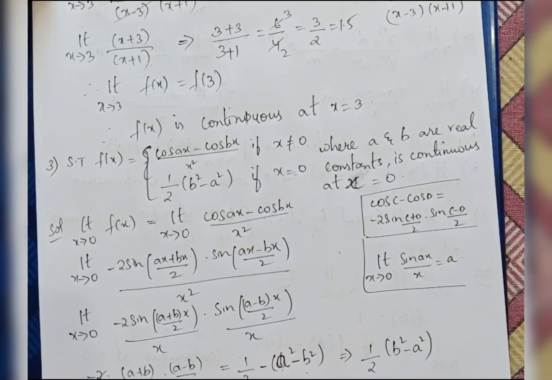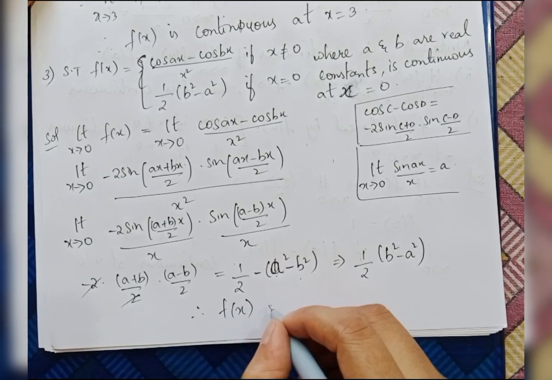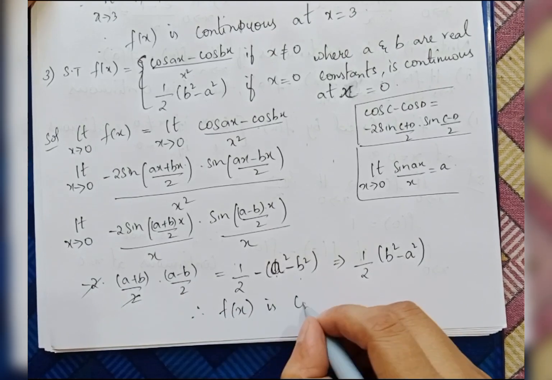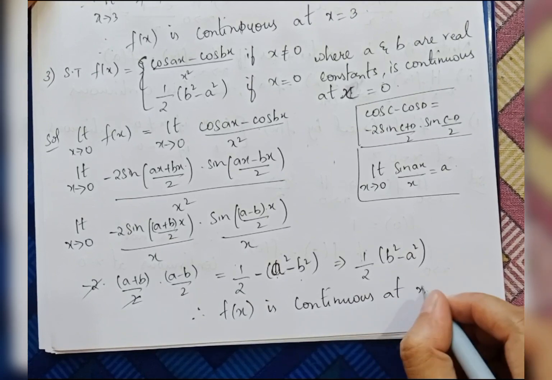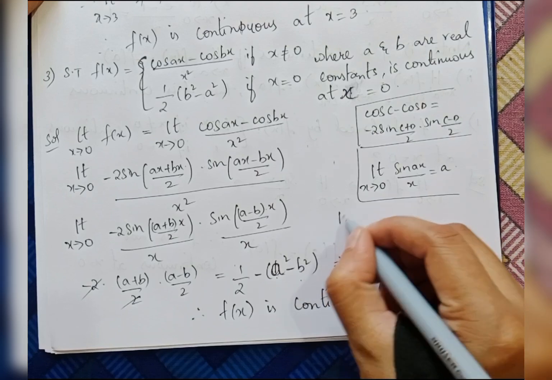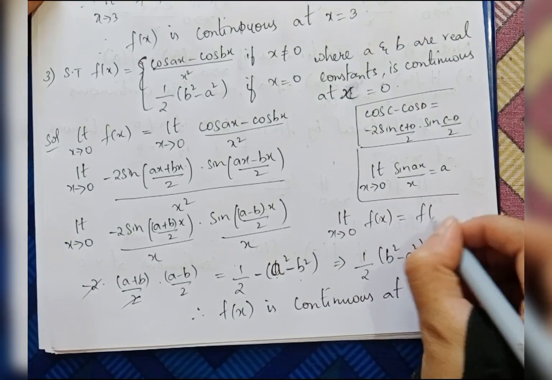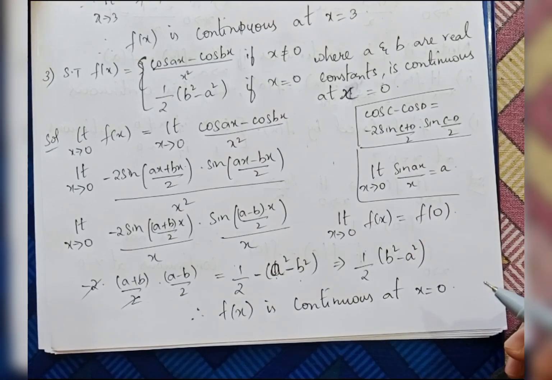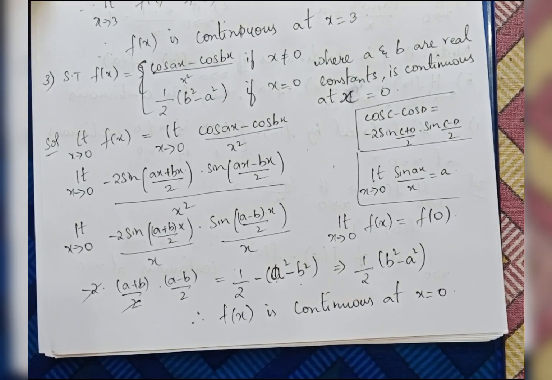So we can say the given function f of x is continuous at x equal to 0, and it also satisfies the condition. I'll write here, limit x tends to 0, f of x is equals to f of 0. This condition is satisfied, therefore it is continuous at x equal to 0.